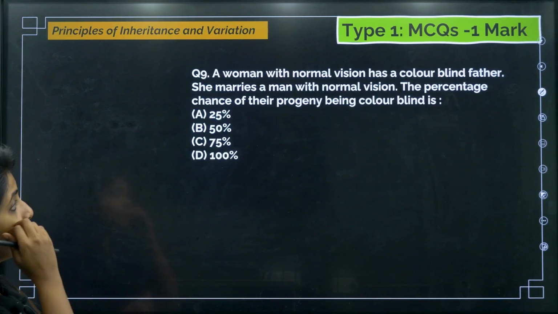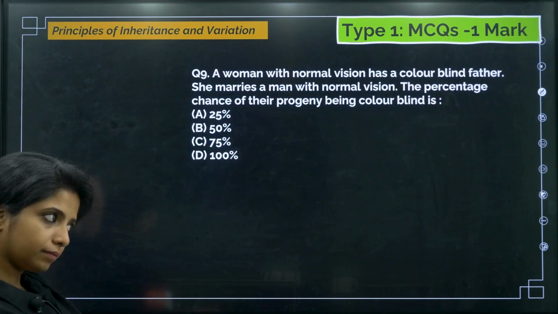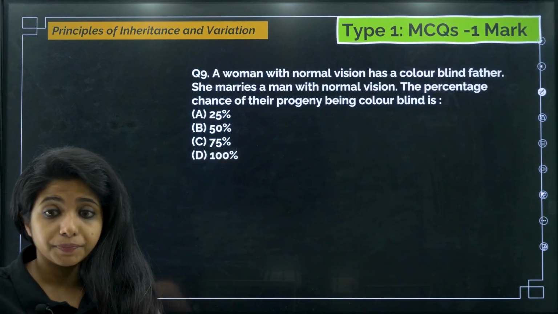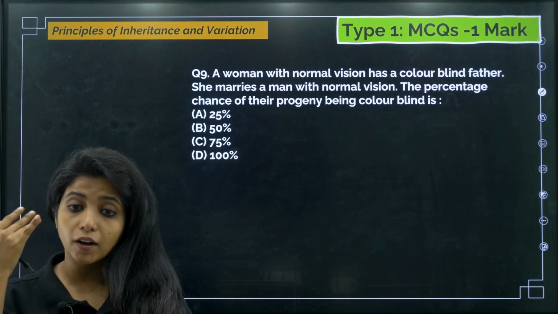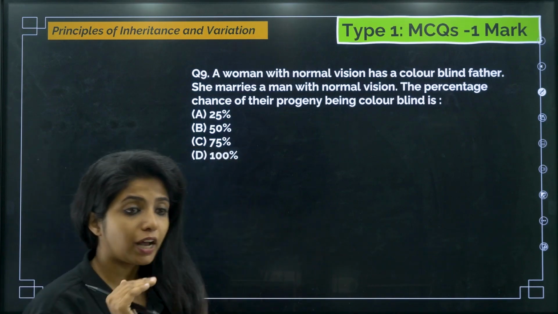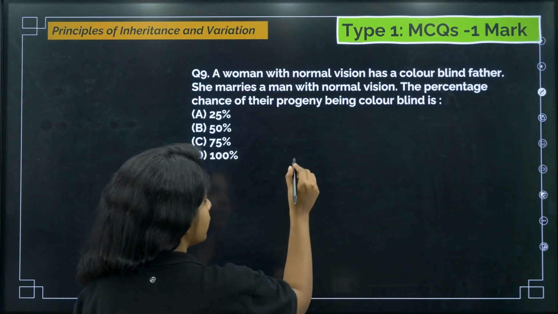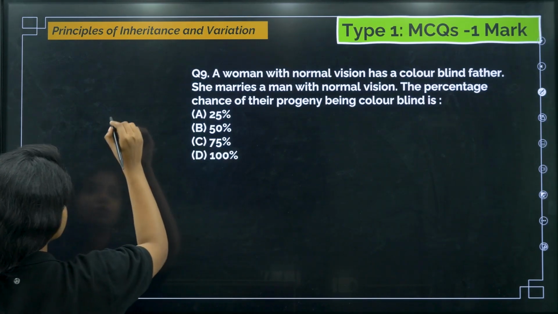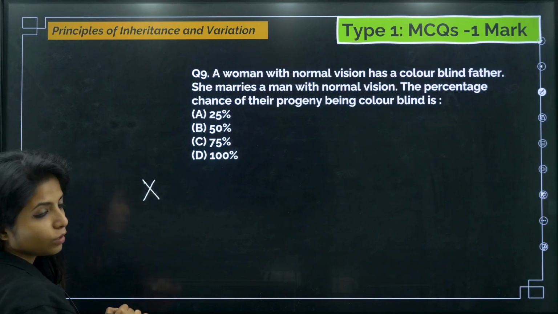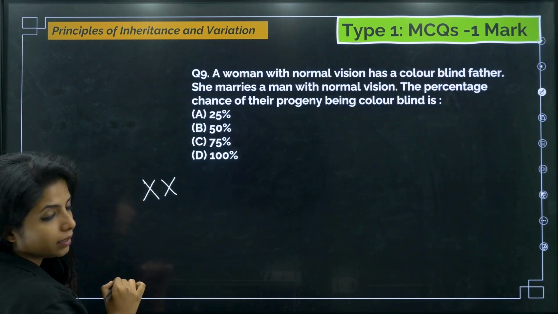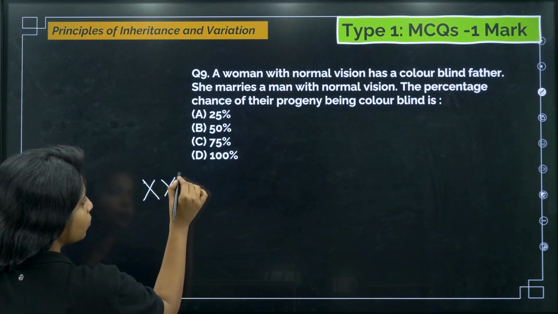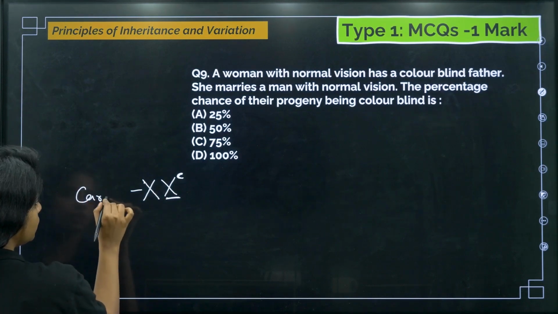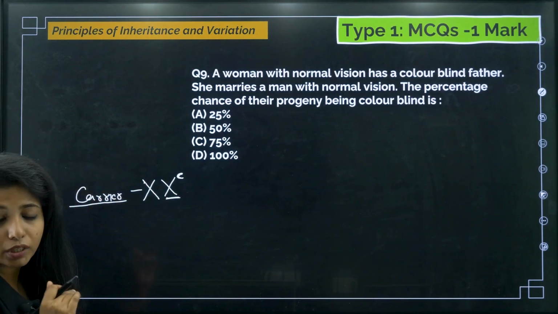Done? Going ahead. A woman with normal vision has a colorblind father. Let's do it. Most interesting things. I found this many questions in NEET also. A woman with normal vision has a colorblind father. Color blindness is a sex-linked recessive character. It is an X-linked recessive character, so if there is one X chromosome that is affected, then this particular person will be just a carrier. This person is not colorblind. This is just a carrier because it's a recessive character.